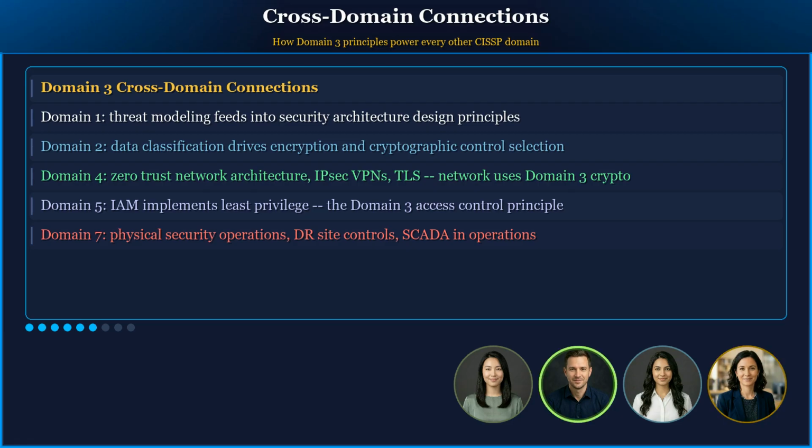For the exam, when you see a scenario that spans multiple domains, identify which Domain 3 concept is in play: least privilege, a security model, a cryptographic operation, or a physical control, and apply it first. Domain 3 provides the framework, other domains implement it.